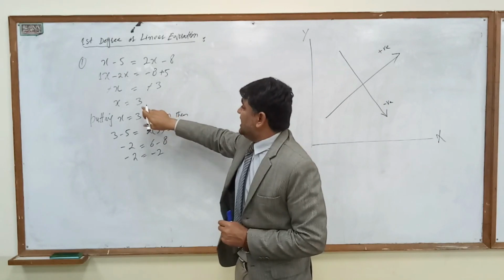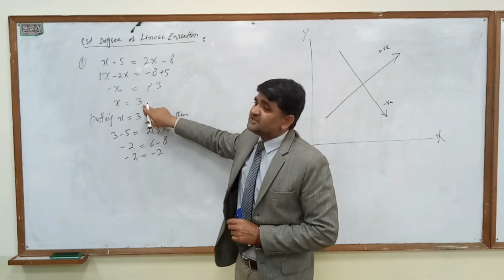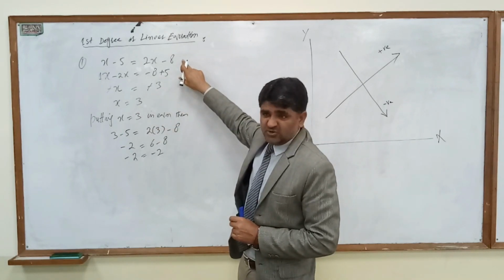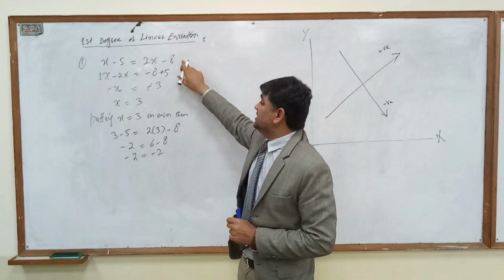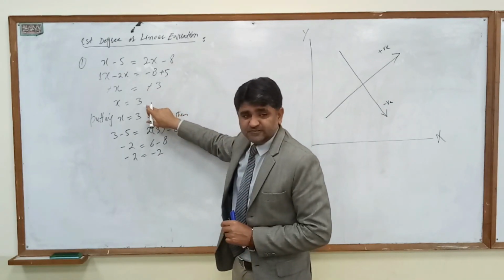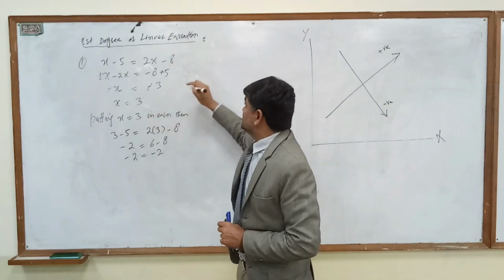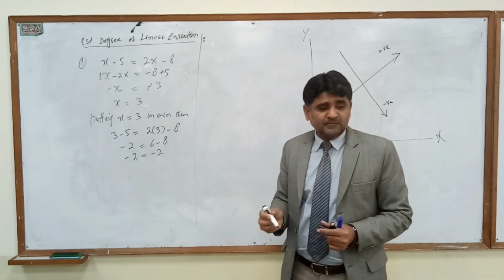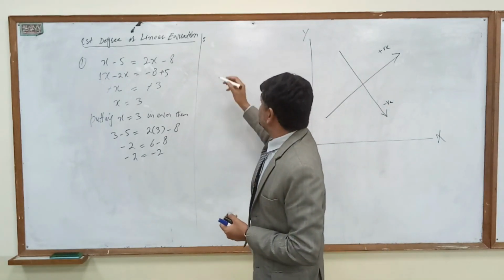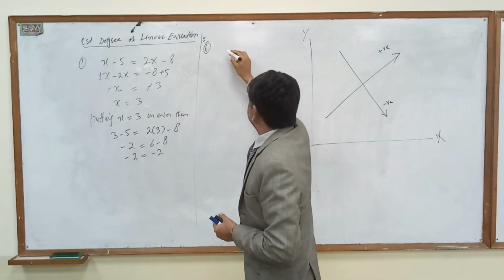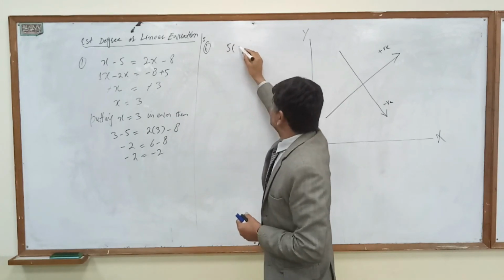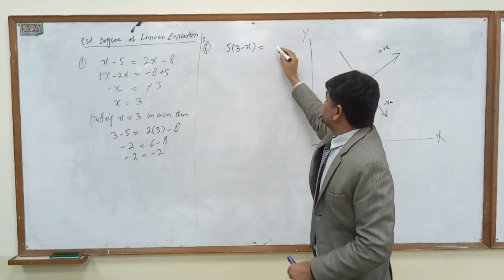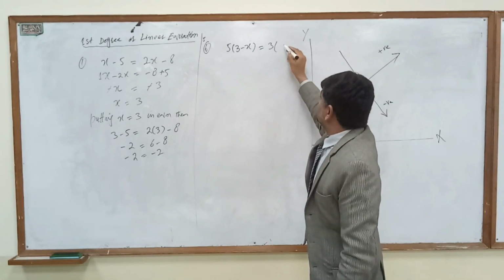How can we interpret it? x must be equal to 3; other than 3, there will be no value which can satisfy the equation, and that is the only real root. Concept clear? Yes. So any other question? Whatever you want. Question number 6 is 5 into (3 minus x) is equal to 3 into (5 plus x).